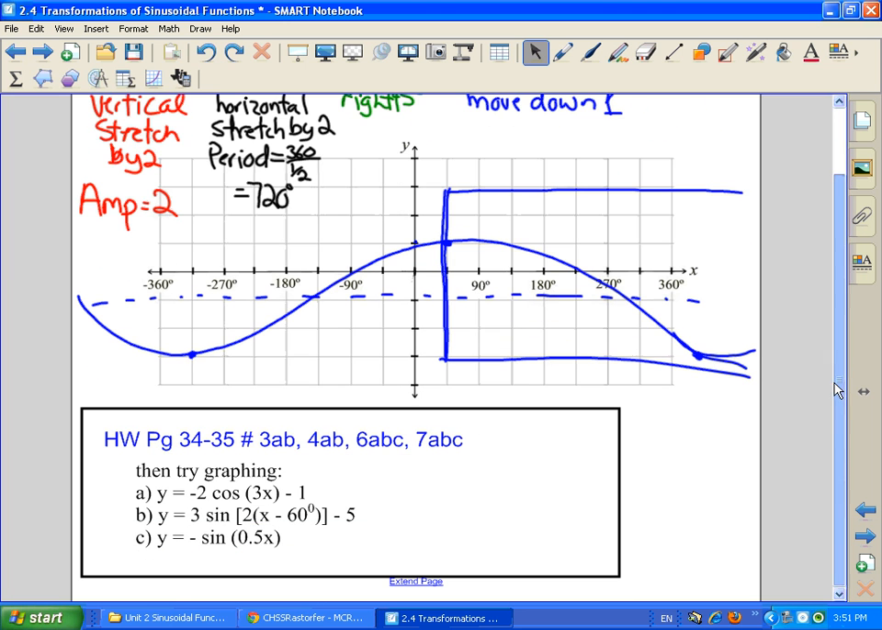All right. So ladies and gentlemen, try your homework, page 34, 35, questions 3AB, 4AB, 6ABC, 7ABC. I think those are more of the answering questions like amplitude and period and stuff. And then I want you to, one of them maybe try to graph it, but then I want you to try graphing these three other ones here to get some extra practice. Okay? I just wanted to let you know that, again, if you need some extra help, come see me. Have a great day.